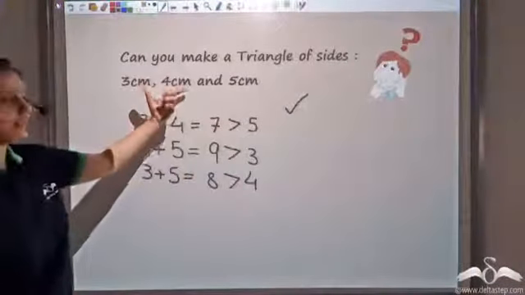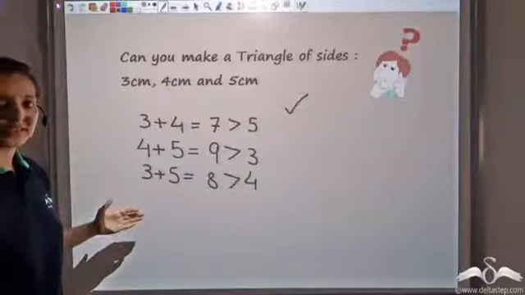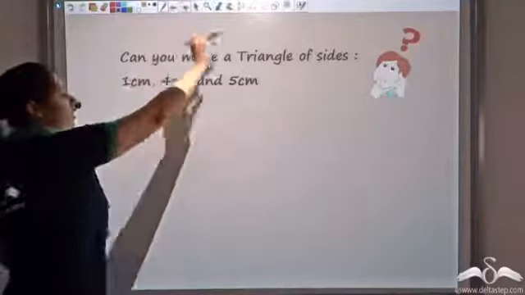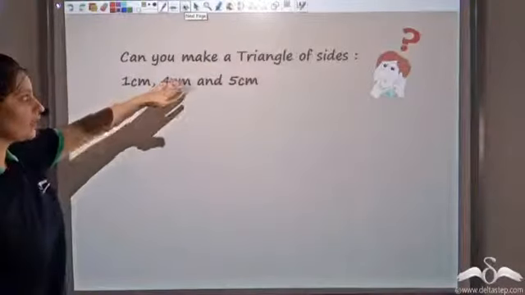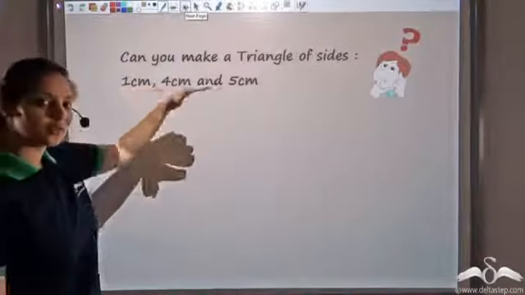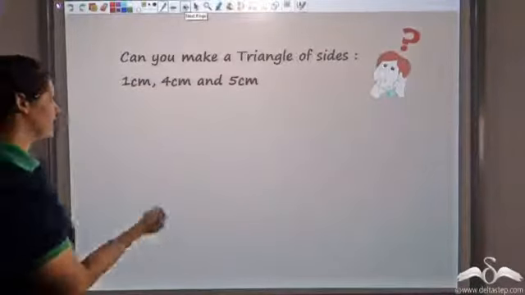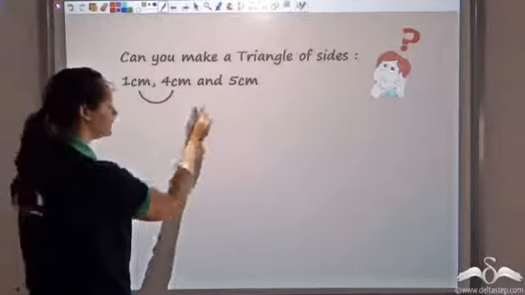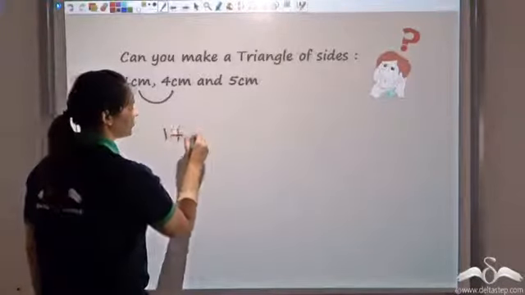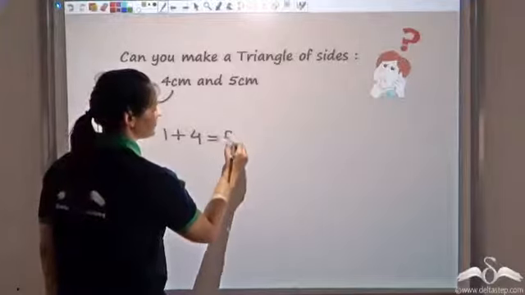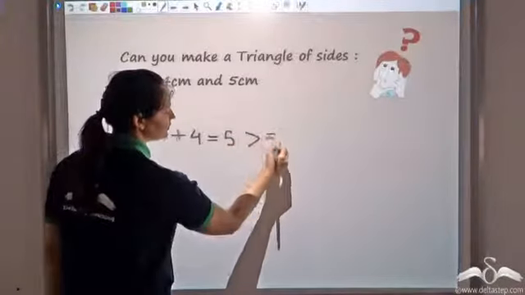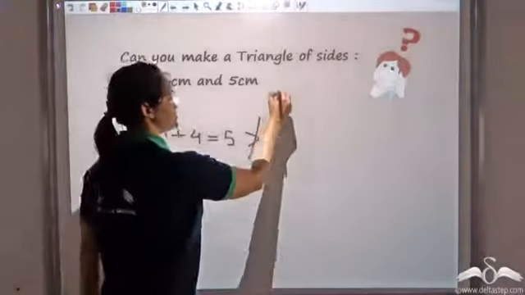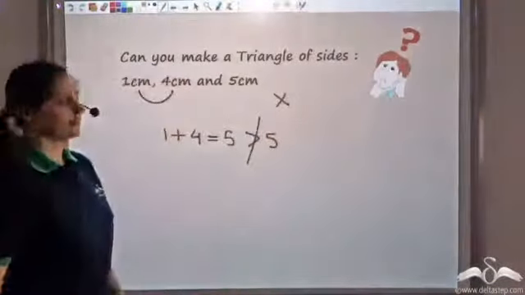So I can make a triangle with these three sides because it satisfies that the sum of 2 is greater than the third. So now let's get back to the previous question. Can you make a triangle with sides 1, 4 and 5? Let's see. Sum of 2 should be greater than the third. We have 1 plus 4, which is equal to 5. Is it greater than 5? No, it's not. So this does not hold, and hence these sides would not give me a triangle.